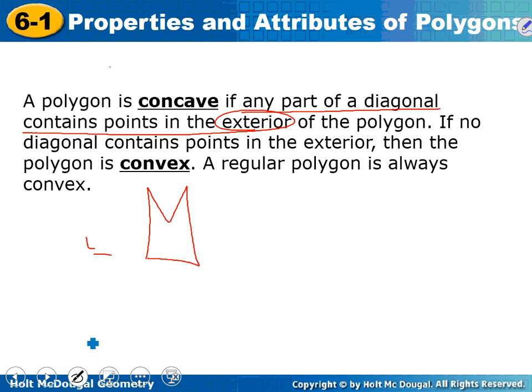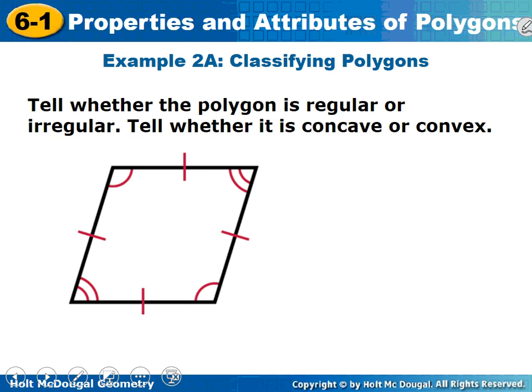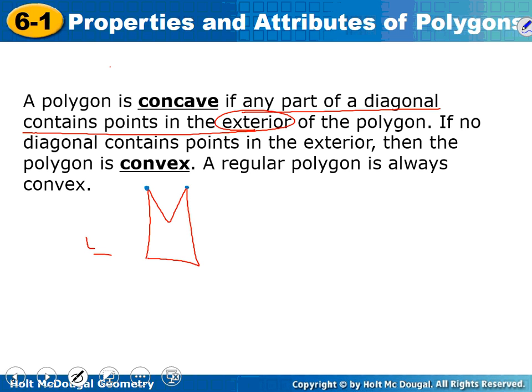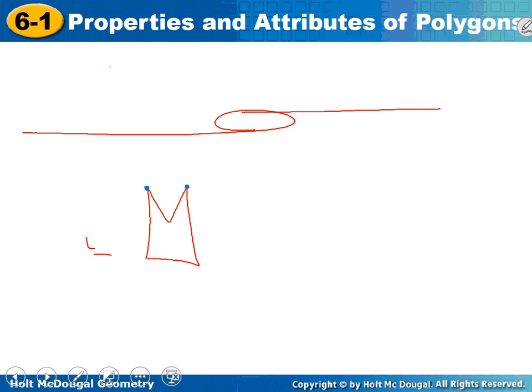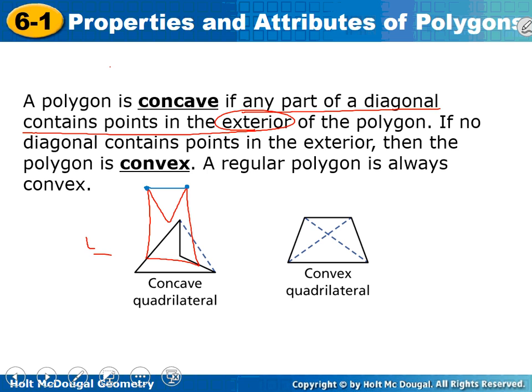If I draw a diagonal, remember, a diagonal connects non-consecutive vertices. So let's say I'm connecting this point to this point. These are not consecutive, would you agree? Because really I'm going from here to here to create my picture. So if I draw this diagonal, is that diagonal inside my shape? No, it's outside my shape. So if your diagonal is outside the shape, then it's concave. If your diagonal is always inside the shape, then it's convex.